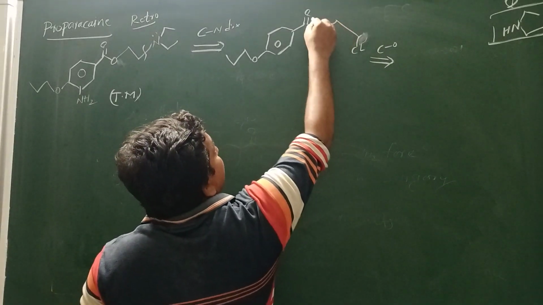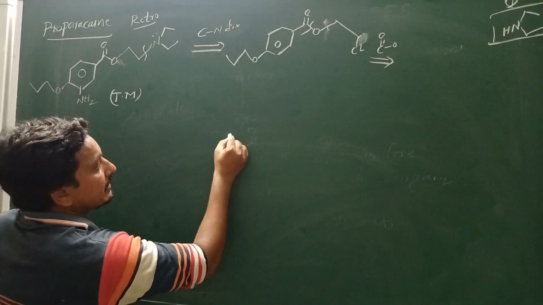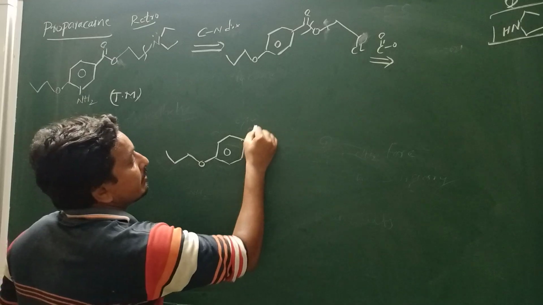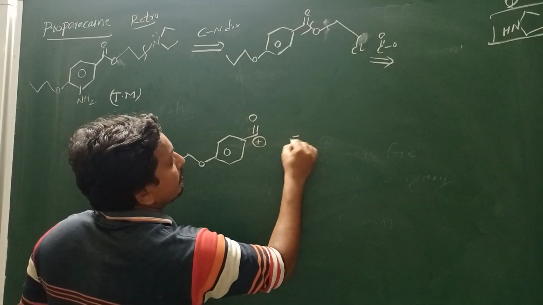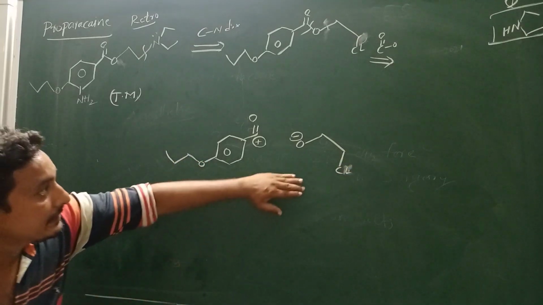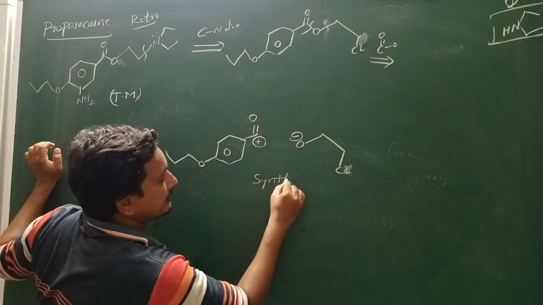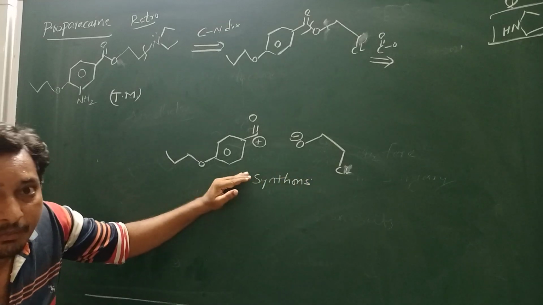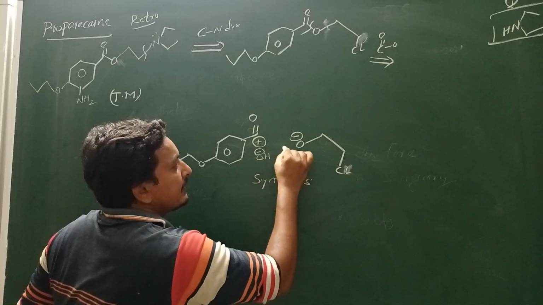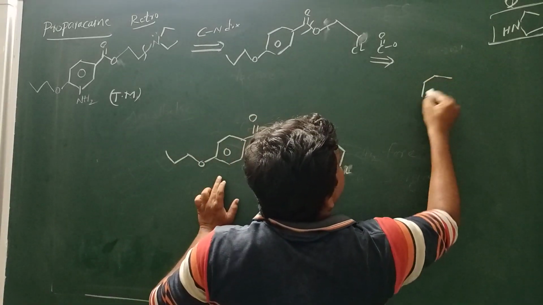I will discuss this molecule like this, C double bond O, oxygen. These synthons are C double bond O plus and O minus Cl. These two are synthons of this molecule. Here it is stabilized by OH minus ion and it is stabilized by H plus ion. These are synthetic equivalents.